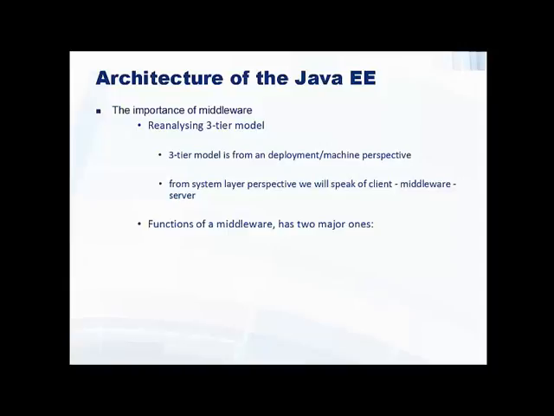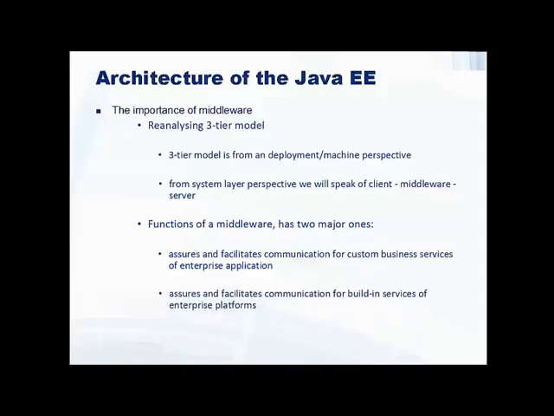The functions of a middleware. There are two major ones. The first function: it must assure and facilitate communication for custom business services of an enterprise application. The second one is to assure and facilitate communication for built-in services of enterprise platforms.